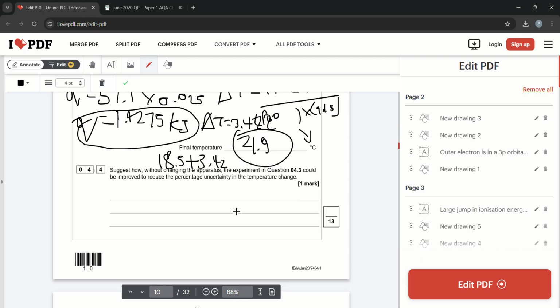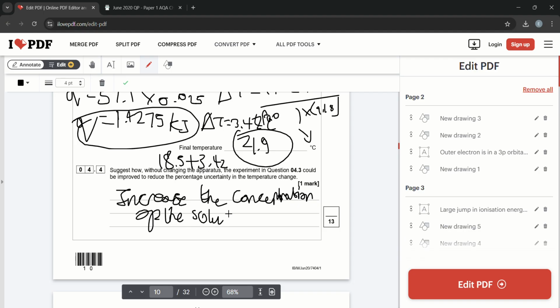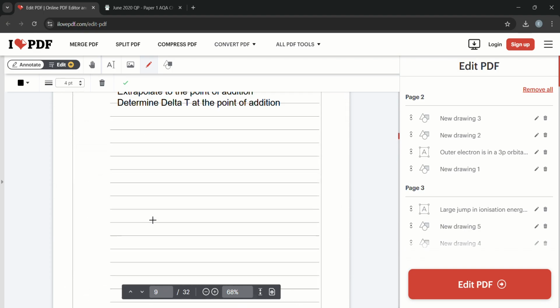And then 4.4 suggests how, without changing the apparatus, the experiment could be improved to reduce the potential uncertainty in temperature change. Usually when it asks about reducing the percentage of uncertainty without changing the apparatus, usually increase the mass of the solids, but in this case we're working with solutions, so it's going to be increase, not the mass, increase the concentration of the solutions. Increase the concentration of the solutions, and that is the end of question 4.